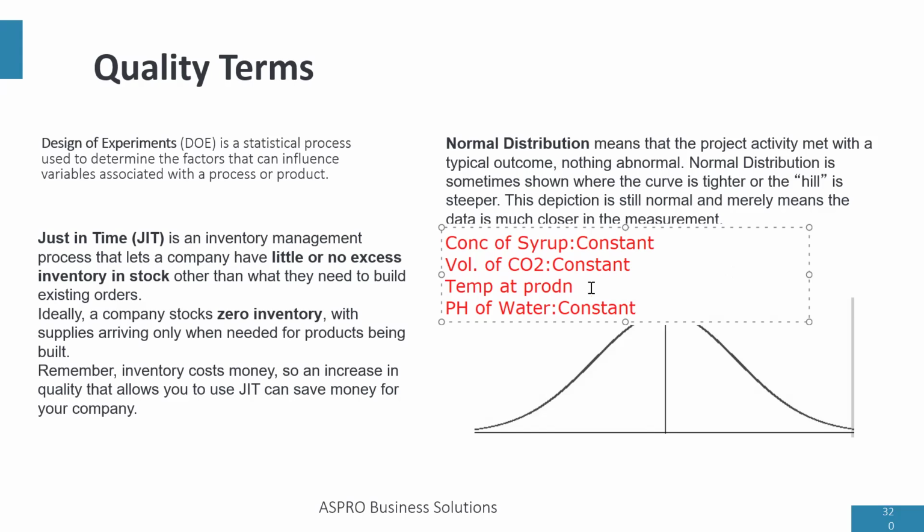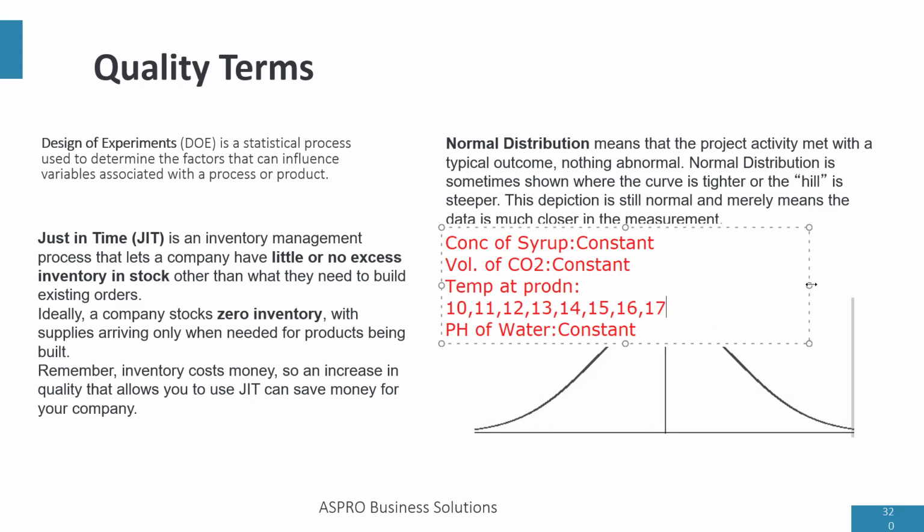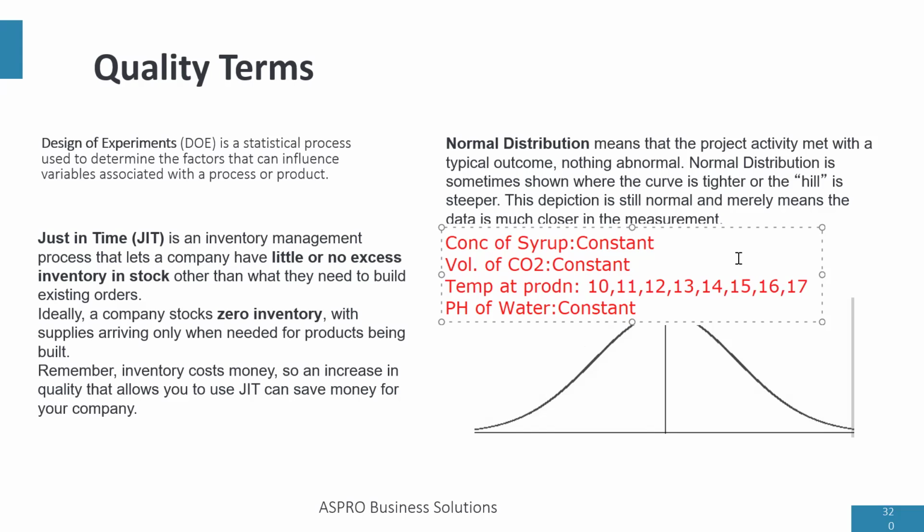And then you're now experimenting on the different production temperatures, starting from 10 degrees, 11 degrees, 12 degrees, 13, 14, 15, 16, and 17. And you discover that the best production temperature is 15 degrees Celsius. Then this becomes a standard production temperature that is going to be used in all plants all over the world. Why? Because we've done a design of experiment.